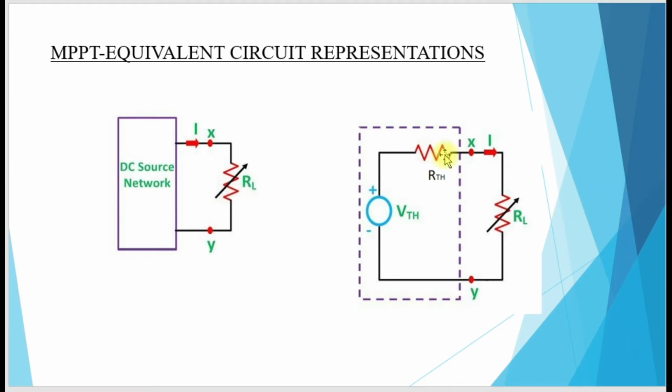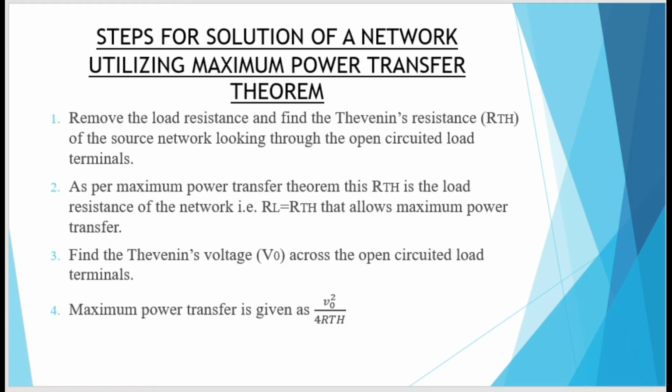This can also be explained by means of Thevenin's equivalent circuit. Here there is a Thevenin's equivalent resistance, Thevenin's voltage and a variable load connected. Then, what are the steps for solution of a network using the maximum power transfer theorem? First, you have to remove the load resistance RL, and you have to find the Thevenin's resistance RTH of the source network looking through the open circuit load terminals.